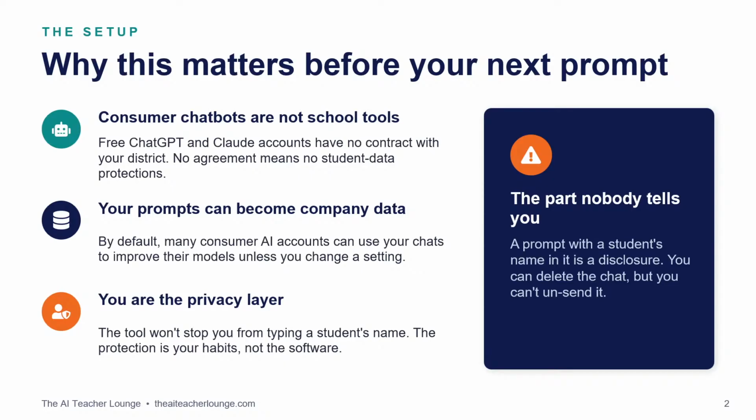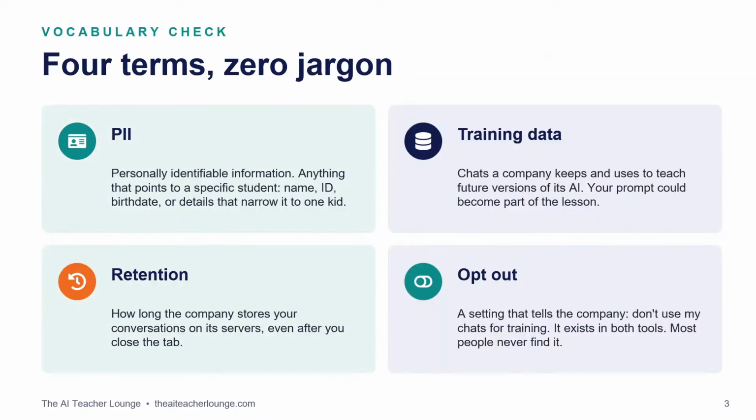And remember, you are the privacy layer. The tools won't stop you from typing a student's name or other protected data into that chatbot. So you have to be the guardian of the secrets, the guardian of the confidentiality. And the part that nobody tells you: a prompt with a student's name in it is a disclosure. You can delete the chat, but you can't unsend it. It has already been sent. You cannot take it down from the clouds.